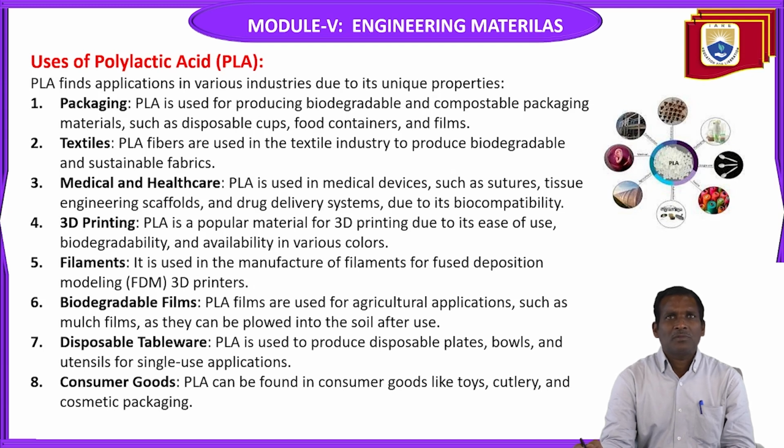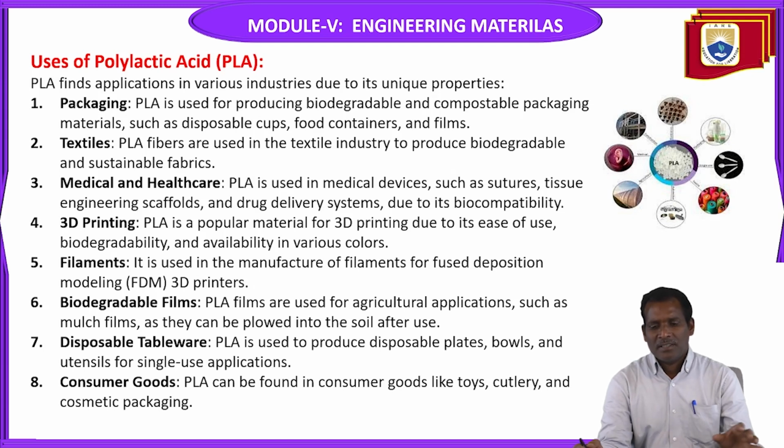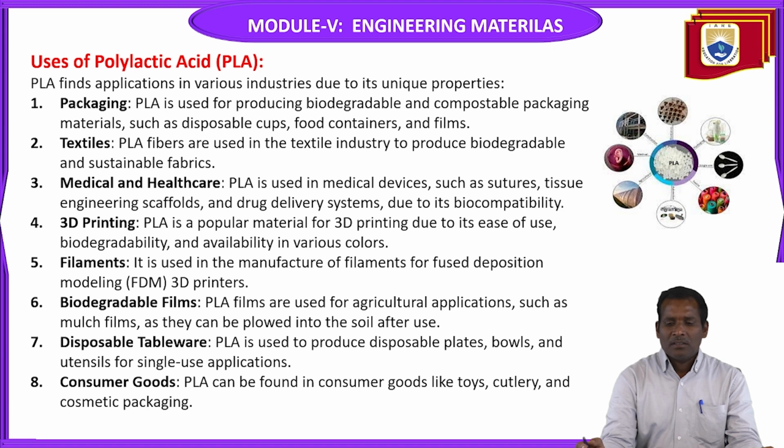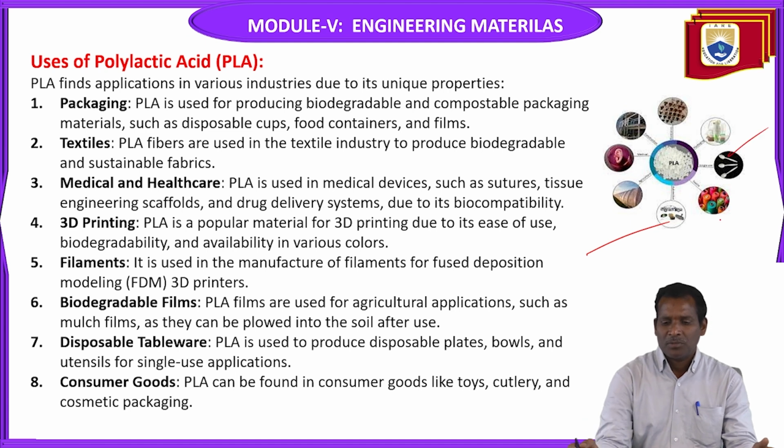So, what are the uses of polylactic acid? Here the diagram shows the uses of polylactic acid, which finds application in various industries due to its unique properties. Packaging: PLA is used for producing biodegradable and compostable packaging materials such as disposable cups, food containers, and films. So you can see disposable spoons and other materials and glasses.